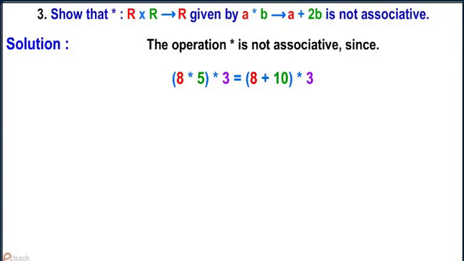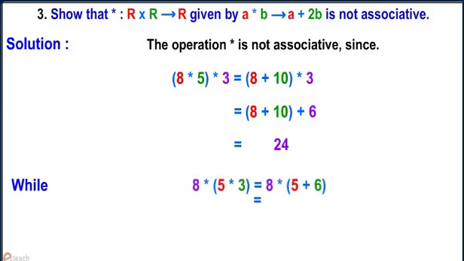On taking 8 and 5 together, (8 star 5) star 3 can be written as (8 plus 10) star 3, which can be written as 18 plus 6, which equals 24. While on taking 5 and 3 together, 8 star (5 star 3) can be written as 8 star (5 plus 6), which can be written as 8 star 11, which can be written as 8 plus 22, which equals 30.